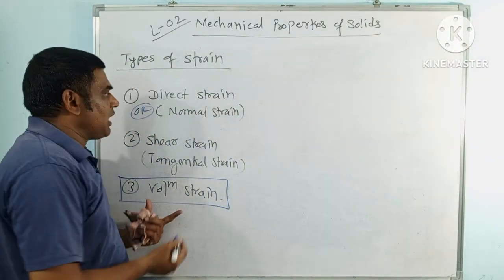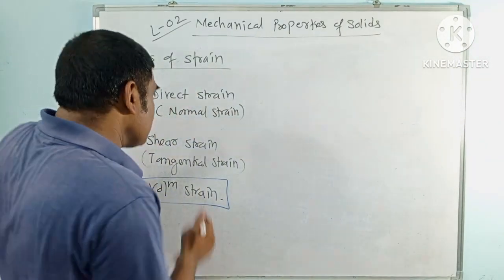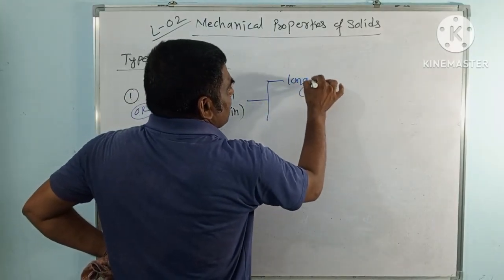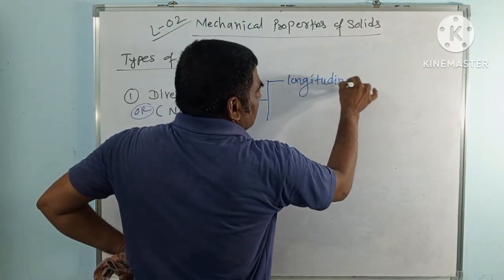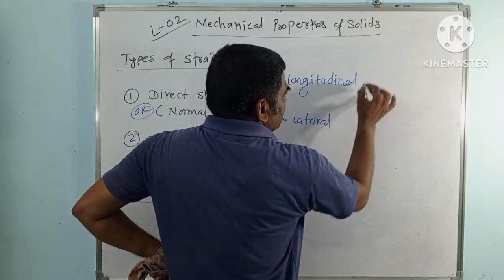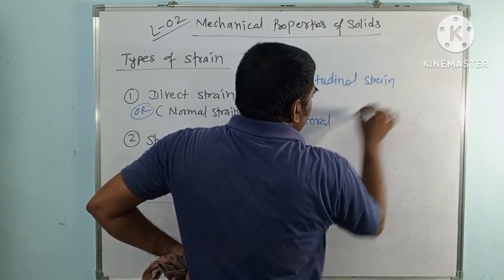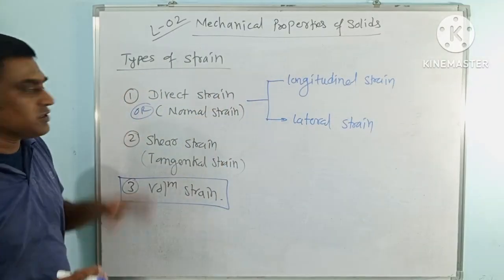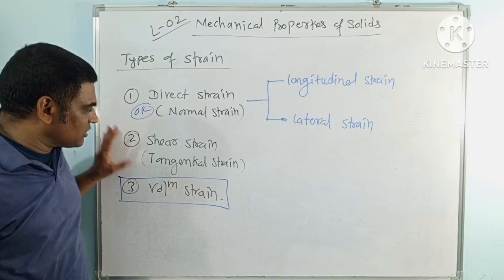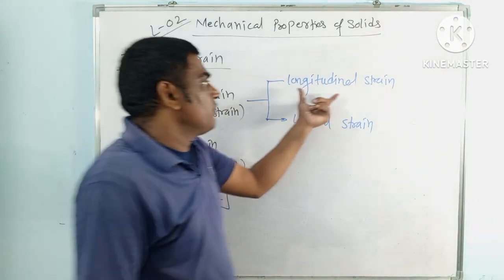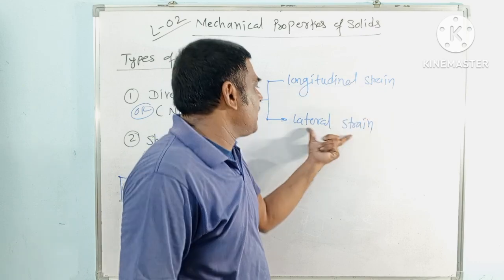Before volume strain, I want to tell you two types in this. One is longitudinal, and another is lateral strain. In both, force is perpendicular to the surface, so strain will be direct or normal, not shearing. I am not talking about shearing. I am talking about this only, but in that also two types, longitudinal and lateral.